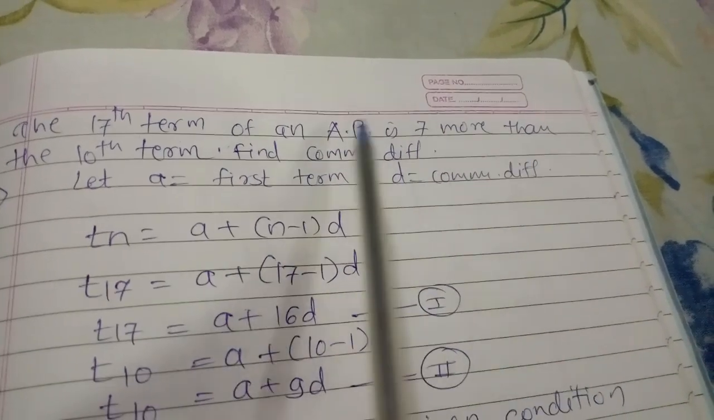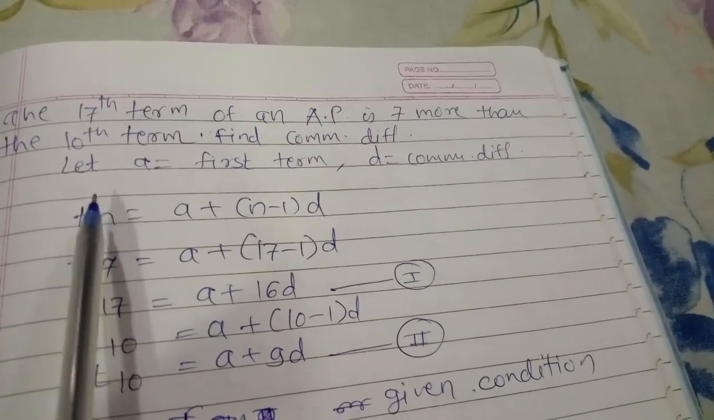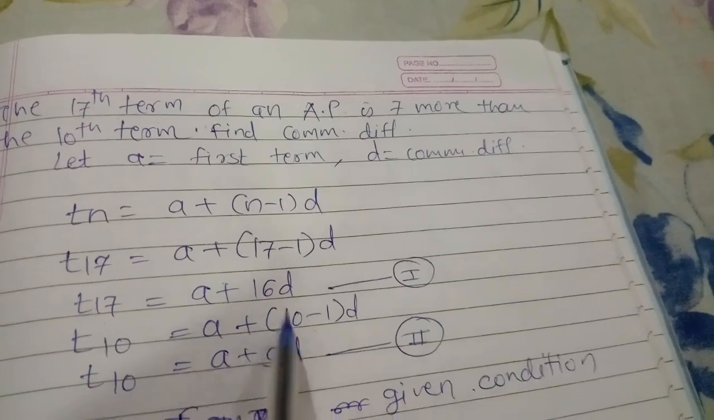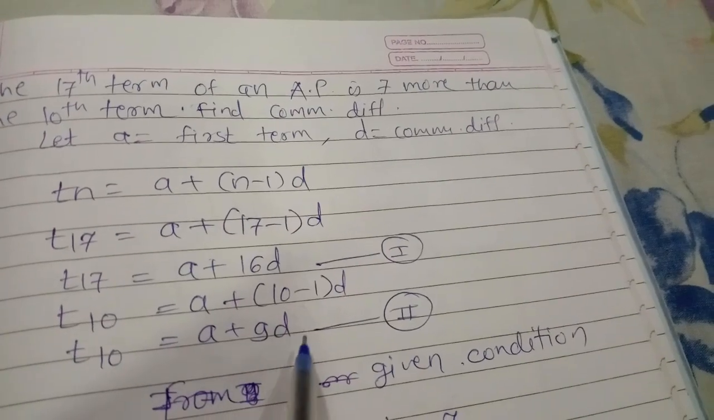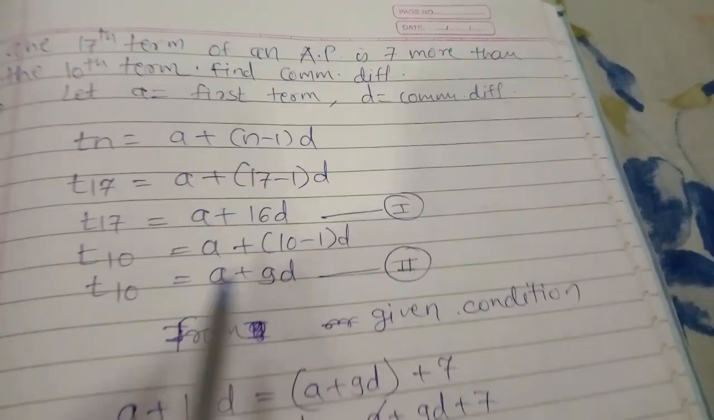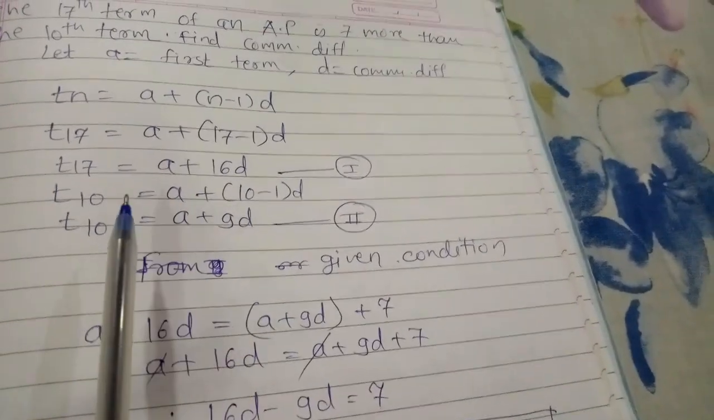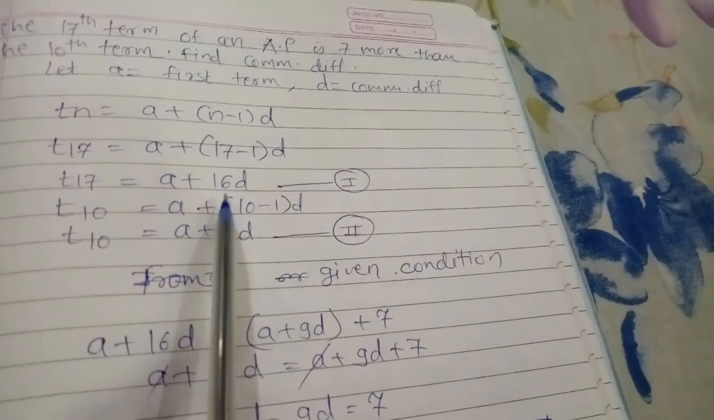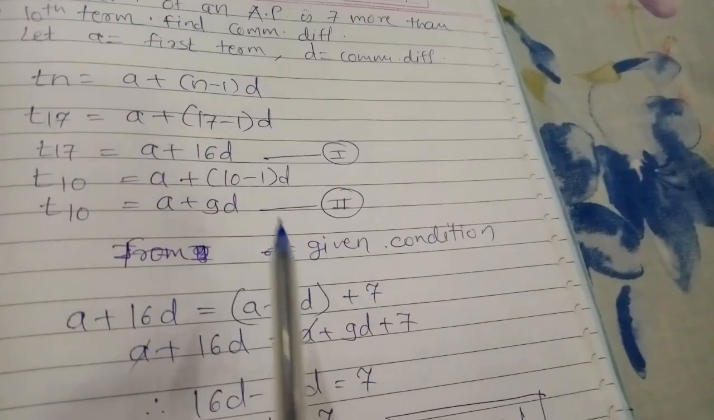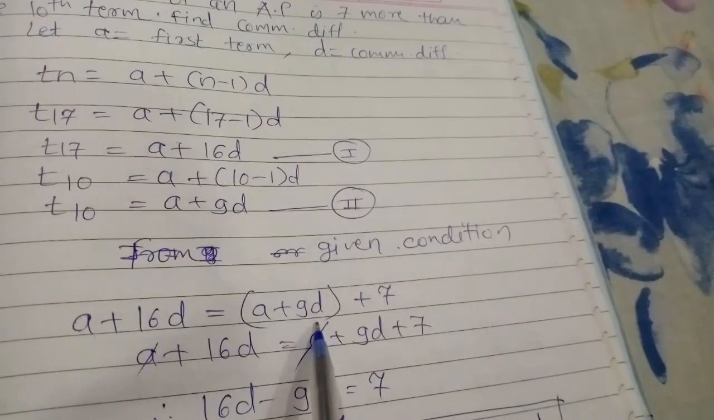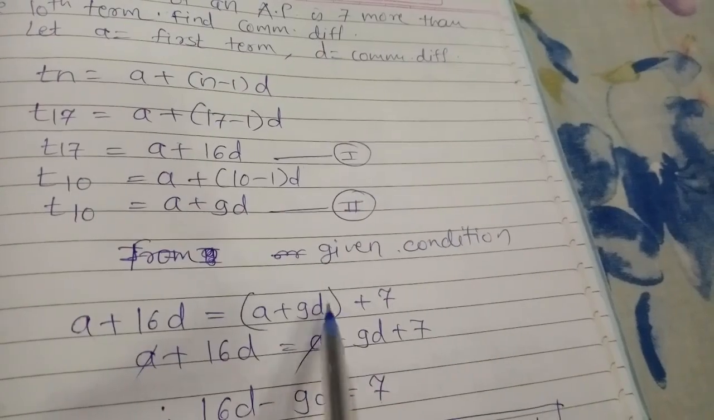And it is given that it is 7 more than the 10th term. So again we put n equal to 10 in the same formula. So T10 is equal to A plus (10 minus 1) into D. So T10 is equal to A plus 9D. So here we get the two equations. This is the 17th term and this is the 10th term. From the given condition, the 17th term, that is A plus 16D, is 7 more than the 10th term. So it is A plus 9D plus 7, because it is 7 more than the 10th term.